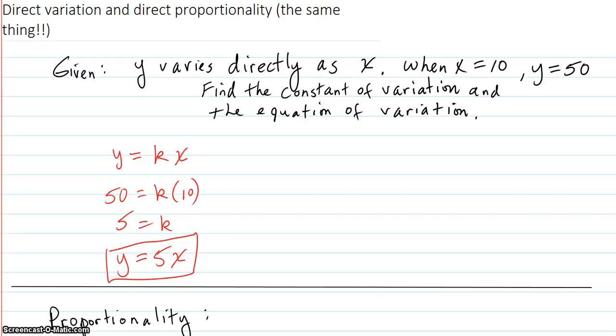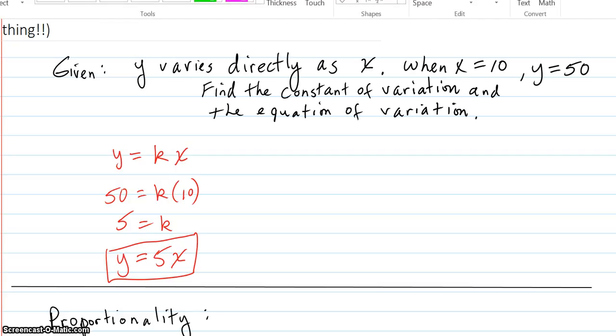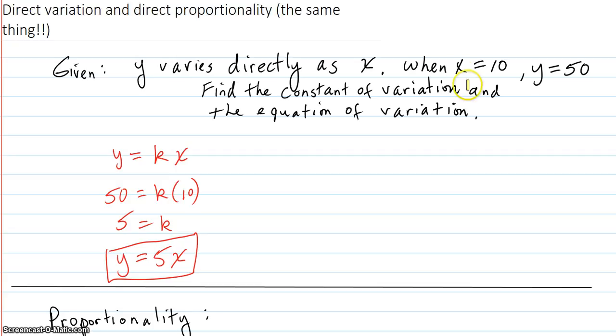Given y varies directly as x. They also say that when x equals 10, y equals 50, so find the constant of variation and the equation of variation. So we start off with what it said here, y varies directly as x.